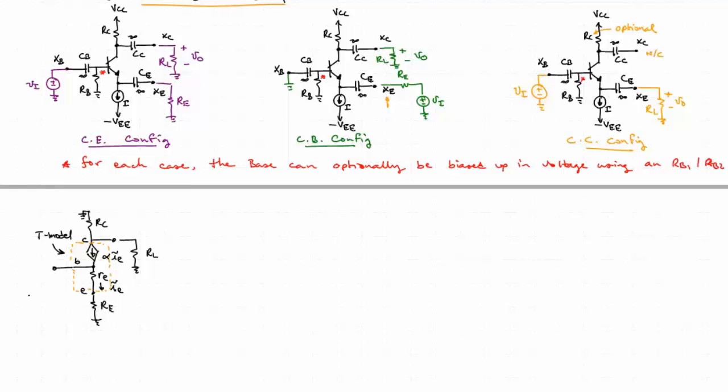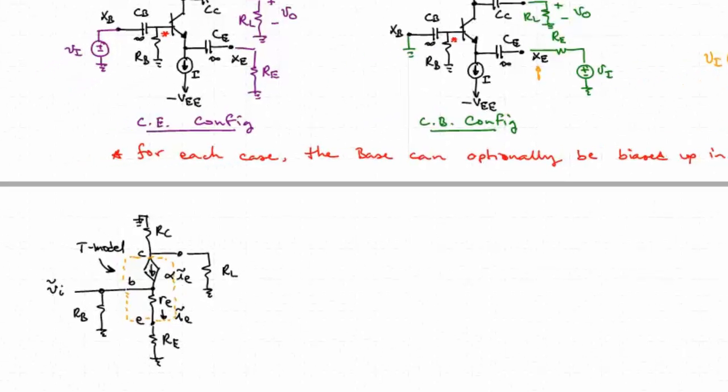And here we'll have a grounded RB, but that will be insignificant to the amplification because we have a voltage source VI. Let me actually draw a voltage source here. So the output voltage is across the collector, little vo.